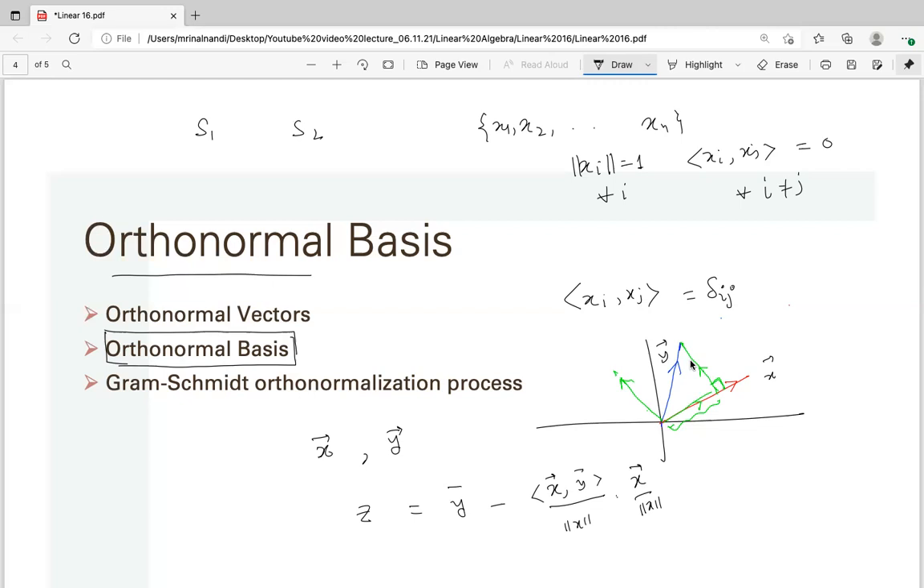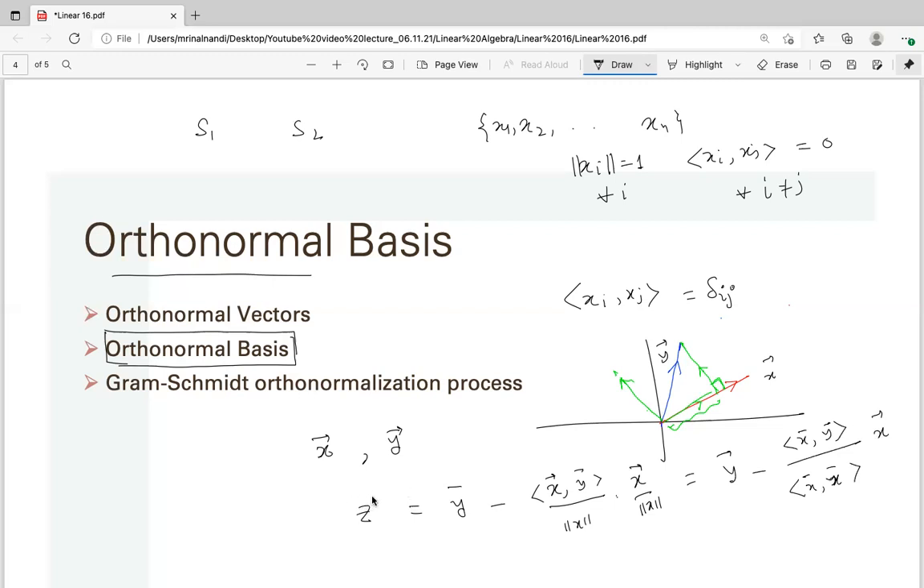And the component of y along x is the vector version: it is that scalar multiplied with the unit vector along the direction of x, which is x divided by the norm of x. You can write this in terms of inner products. This is just y minus the inner product of x and y, divided by the inner product of x with x, times this x vector.